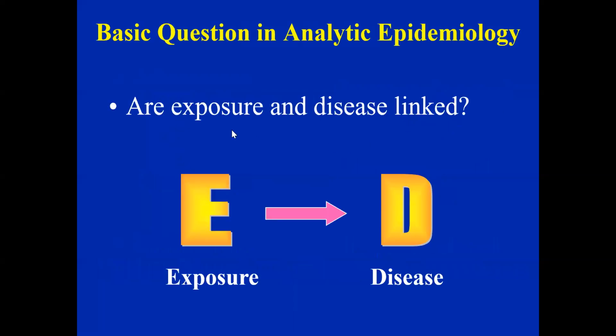So for analytic studies, remember, we are assessing the relationship between exposure and disease. What is the link? What is the relationship between what exposure and the disease? How are these two linked? If someone is exposed, are they going to develop a disease? That's the whole concept of analytic epidemiology, where we are assessing the relationship between exposure and disease.